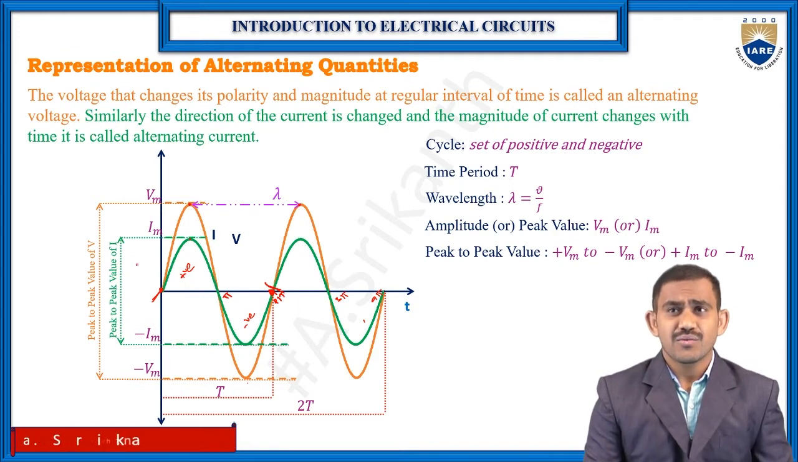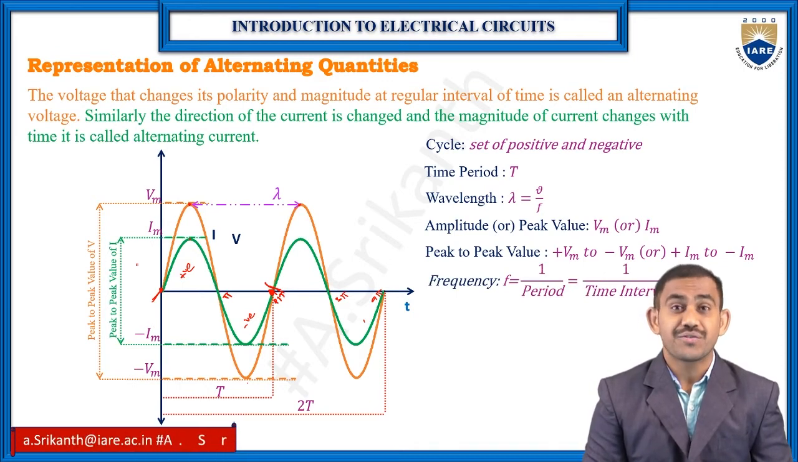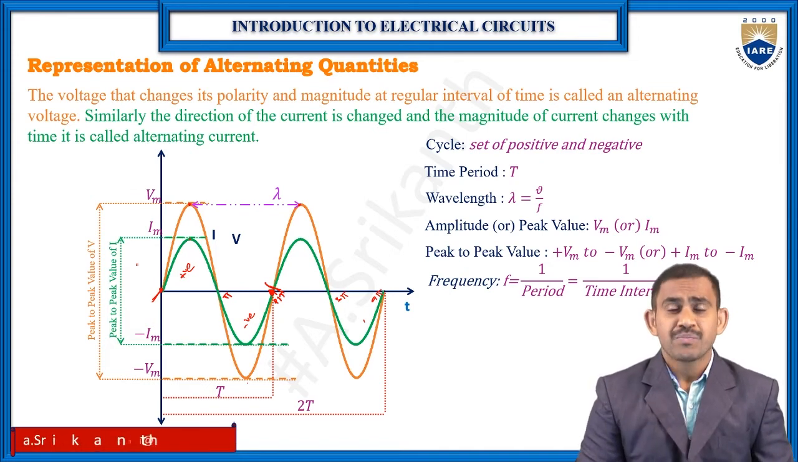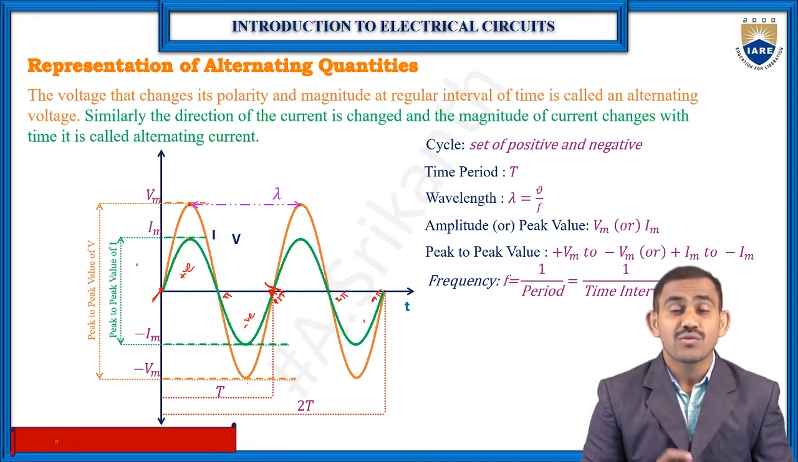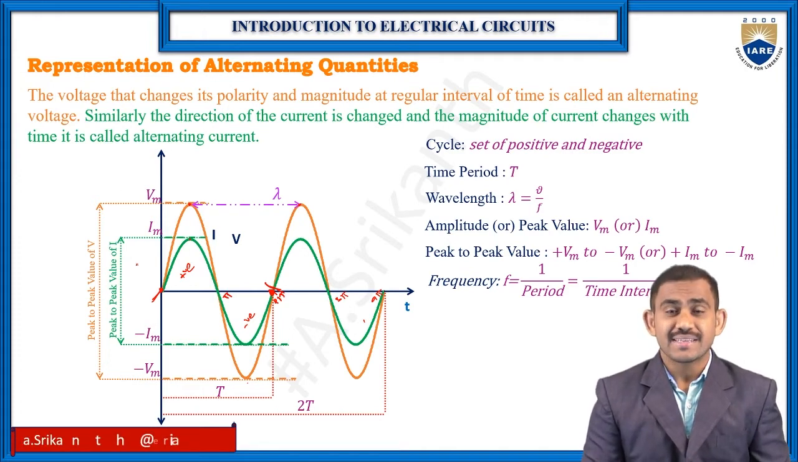And the next one is your frequency. In AC we have frequency like 50 to 60 Hz. In India we have 50 Hz, and DC frequency is 0. Now, how do we find the frequency value? Frequency is 1 by T, that is, 1 by time period. So your frequency depends upon the time period.